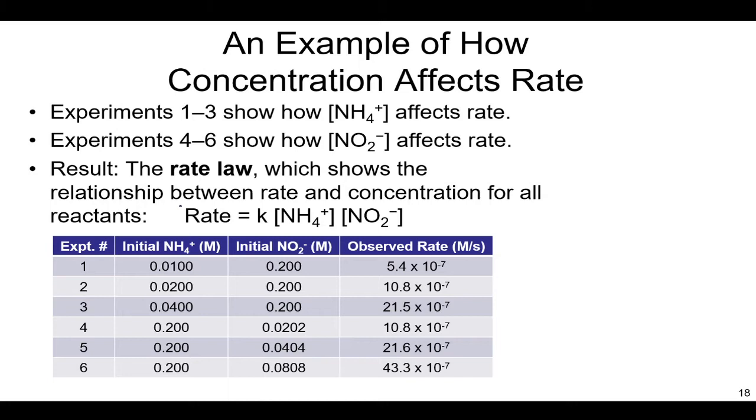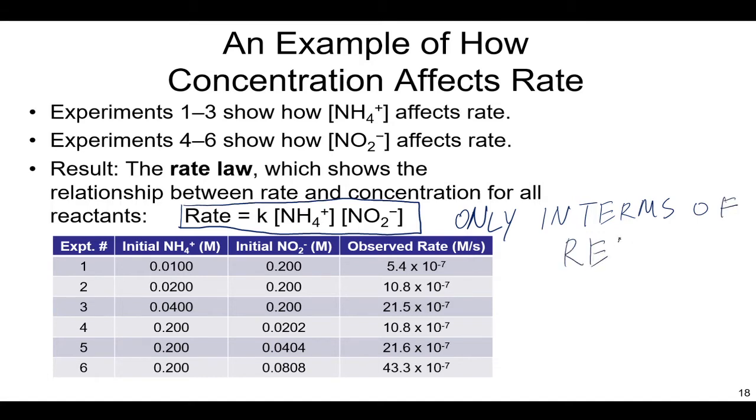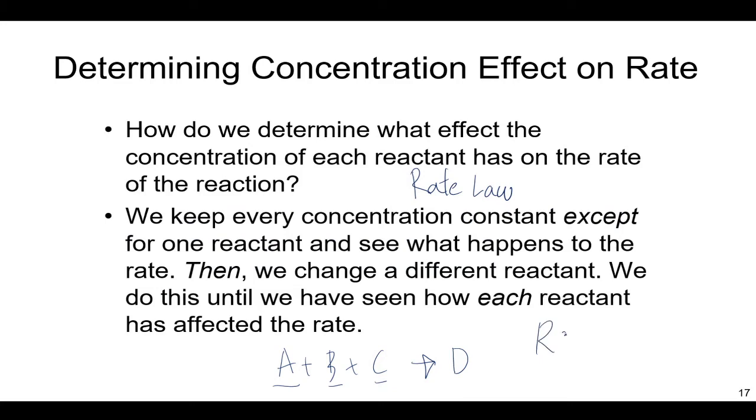And this is something really important. The rate law, okay, is always going to look something like this, but it's always only in terms of the reactants. So, in analogy to this reaction shown here, the rate law could be equal to something with A and something with B and something with C, but D will never appear in this rate law. Okay?